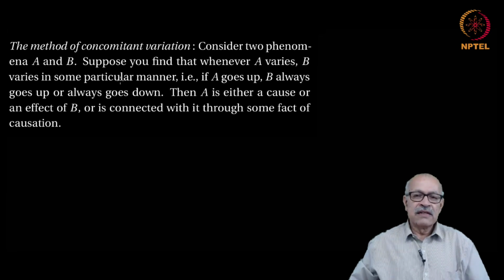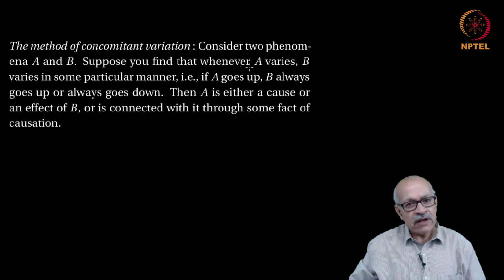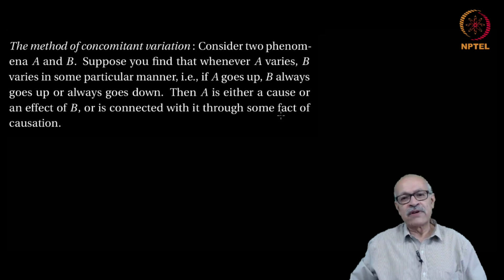Now, let us look at the fourth method that Mill talks about. It is the method of concomitant variation. He says that consider two phenomena A and B, and suppose you find that whenever A varies, B varies in a particular manner. That means, if A goes up, B always goes up, or if A goes up, B always goes down. Then A is either a cause or an effect of B, or is connected with it through some effect of causation.